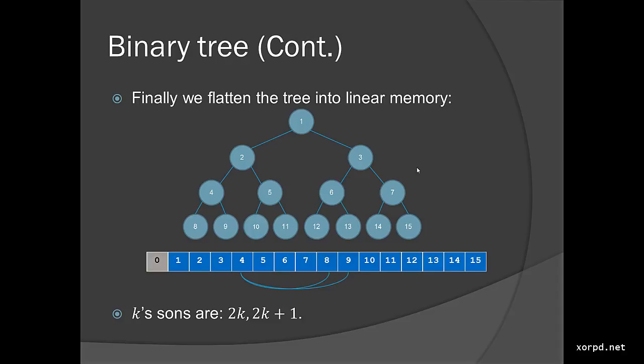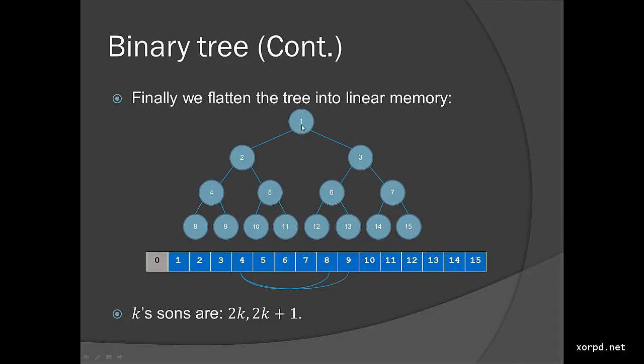Finally, we flatten the tree into linear memory, just as we proposed. We leave an empty space. The 0 location is going to be empty. We will soon find out why. And we store every node into the location which is determined by the number of this node.